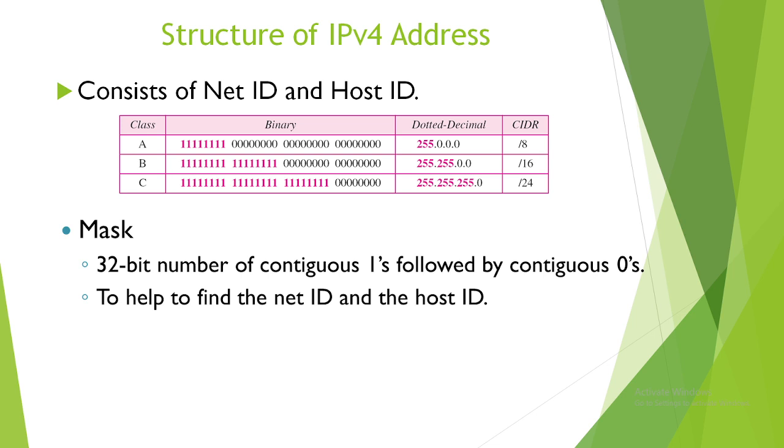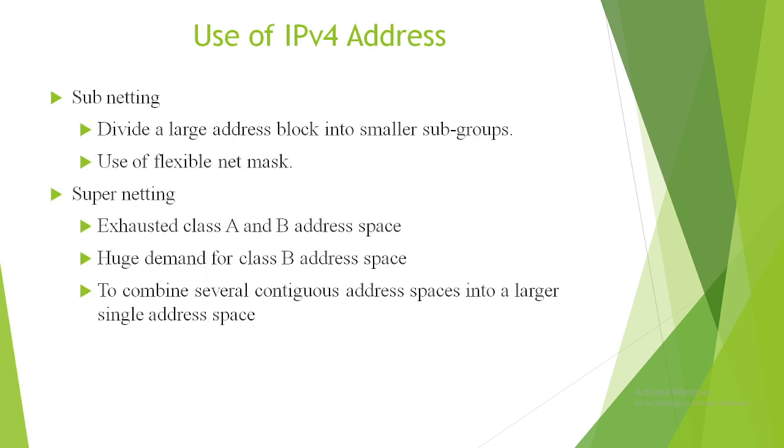And the structure of IPv4 addressing. These are the structures: binary notation for Class A, Class B, and Class C, and the dotted decimal notation such as 255.0.0.0. This is the dotted decimal CIDR, with the number of hosts and networks. And the mask is a 32-bit number of contiguous ones followed by contiguous zeros, which helps to find the net ID and the host ID.